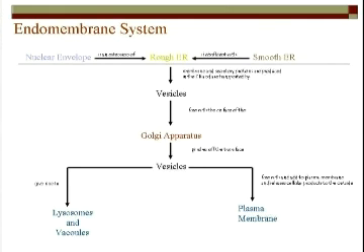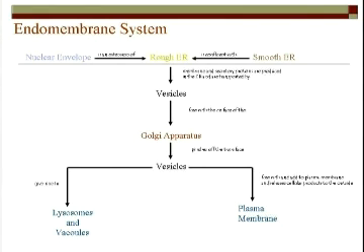The endomembrane system begins with the rough ER. The rough ER is a continuation of the nucleus. The nucleus, remember, has a double phospholipid bilayer. The outer membrane of the nucleus creates that rough ER. The smooth ER also is continuous with the rough ER. This is the beginning of our endomembrane system.